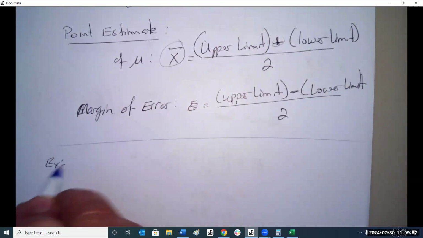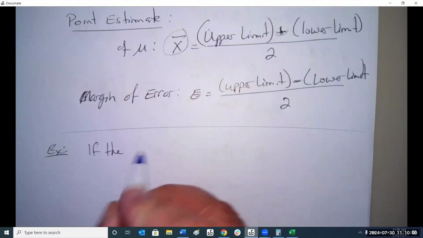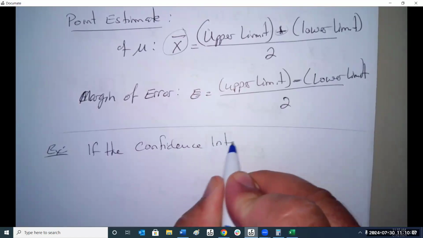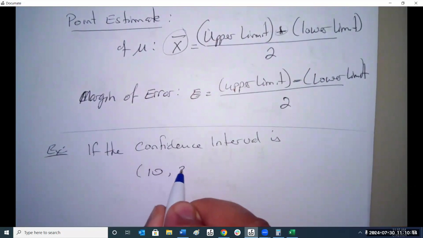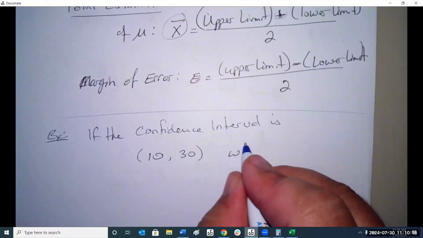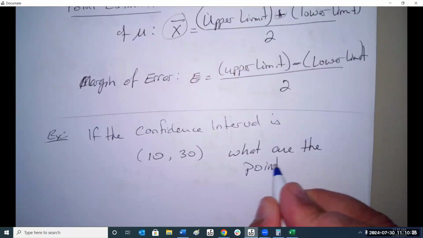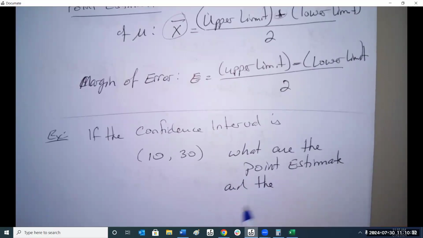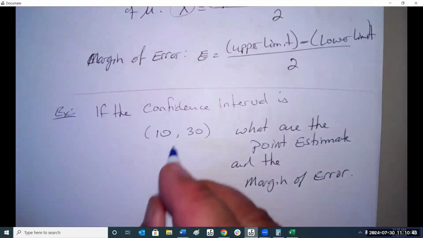So here's a small example. If the confidence interval is 10, 30, what are the point estimate and the margin of error? That's a comma.